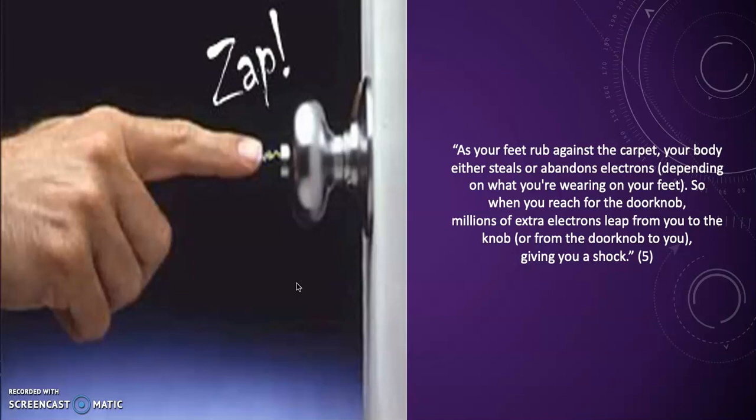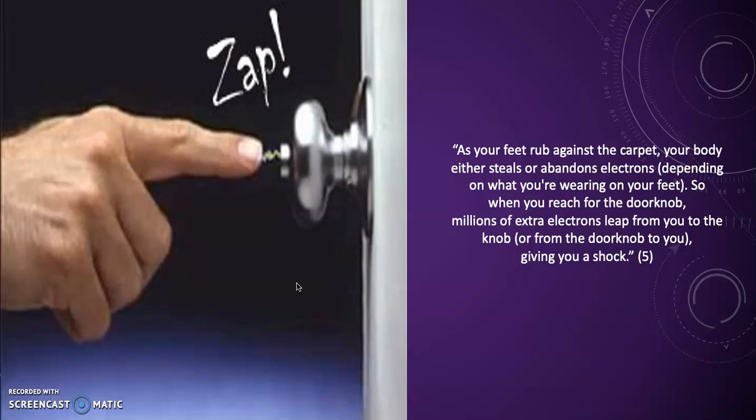But as your feet rub against the carpet, and as you either take or lose these electrons, you are going to have a buildup of charge in your body. And then when you go to reach for the doorknob, depending on what this charge buildup is, there will be a leaping of the electrons from the more negative object to the more positive object.